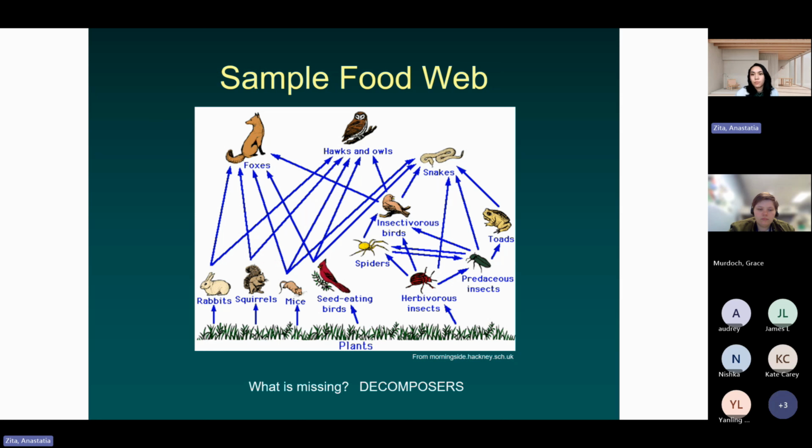So this is a pretty basic food web. However, it is missing decomposers, which would be a network of bacteria, fungus, insects, worms, and so on, all breaking down dead organisms.